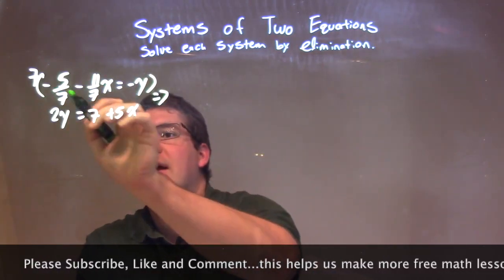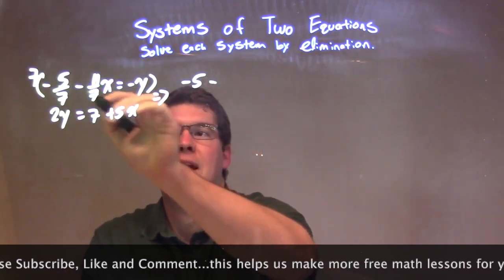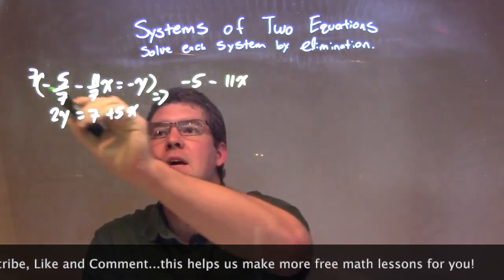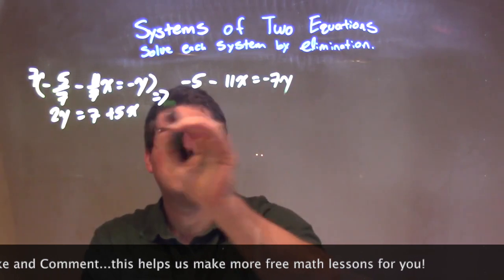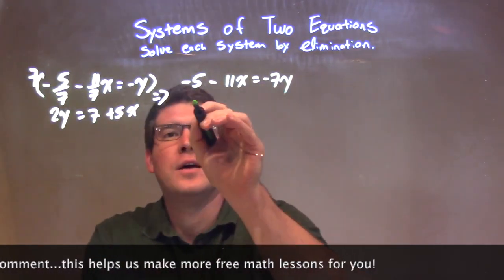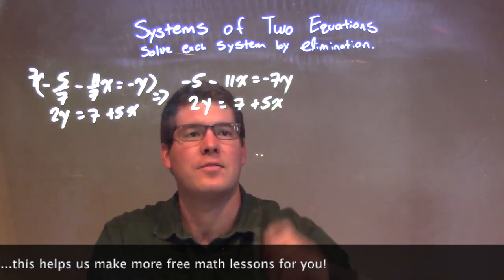So the 7 cancels out this 7, so we have a -5. And then minus 11x, the 7 will cancel out with the denominator 7, so 11x, which makes it nice. And then 7 times -y is -7y. The bottom one, I'm going to bring across: 2y equals 7 plus 5x.